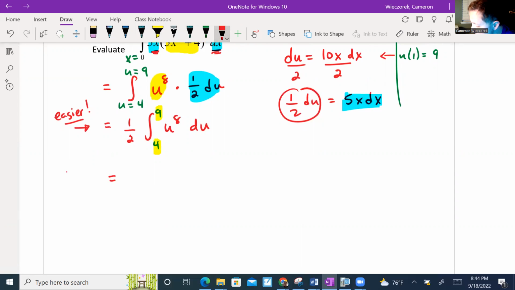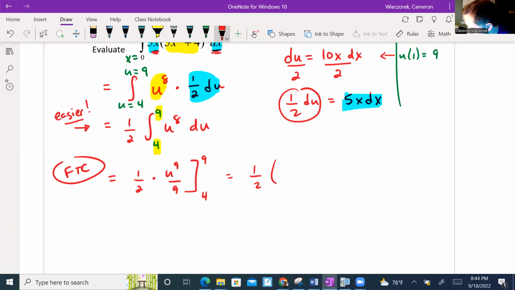The rest of the problem now just uses the fundamental theorem of calculus. 1/2, I'm going to raise and divide, so the 8 is going to turn into a 9. So I'm going to get u to the 9th over 9 if I use my reverse power rule. And I'm going to evaluate this from 4 to 9. So I'm going to get 1/2 times 9 to the 9th over 9 minus 4 to the 9th over 9. So this would be 1/2. If I simplify this, this would be 9 to the 8th minus 4 to the 9th over 9.